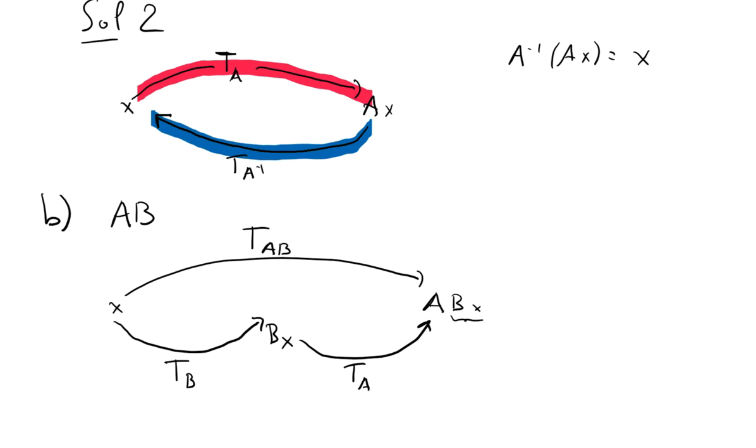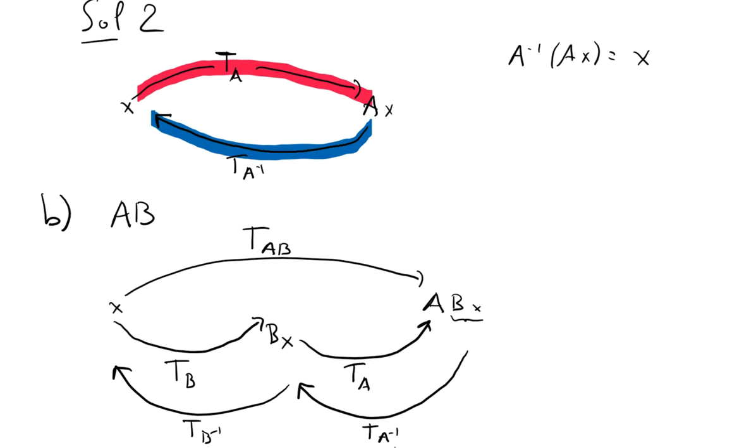Our goal is to go backwards now. So how do we go backwards? To go backwards, we've got to do the linear transformation with standard matrix A inverse, and then we've got to do the linear transformation with standard matrix B inverse.